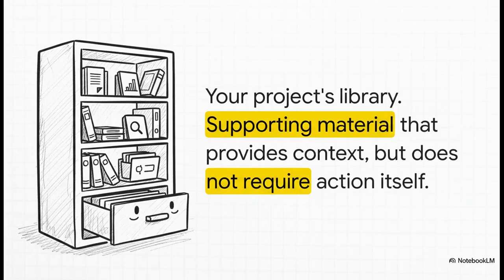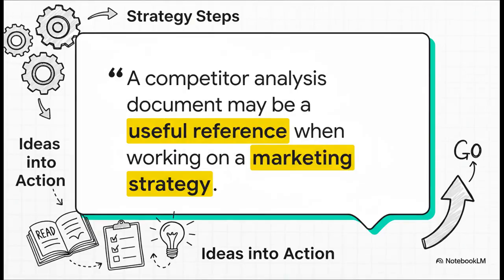Okay, let's move on to the second component, references. The easiest way to think about this is like your project's own personal library. It's all the important supporting material you need, but, and this is key, it's not work you actually have to do. This is a perfect example. That competitor analysis document, super important. You need it for context when you're building your marketing strategy, but reading it isn't an action step. By putting it in the references bucket, you keep your to-do list clean and focused only on the things that need to get done.